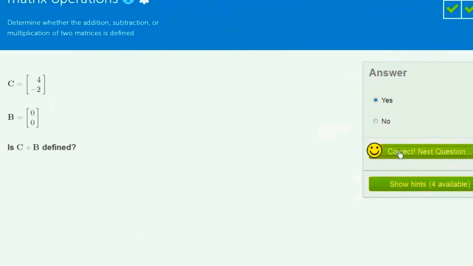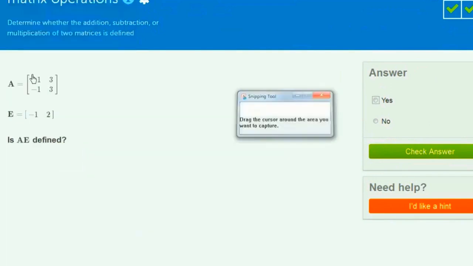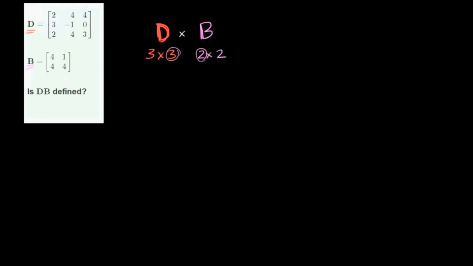Let's do one more. So once again, they're asking us, is the product A times E defined? So here you have a 2 by 2 matrix. Let me copy and paste this just so we can make sure that we know what we're talking about. So get my scratch pad out.